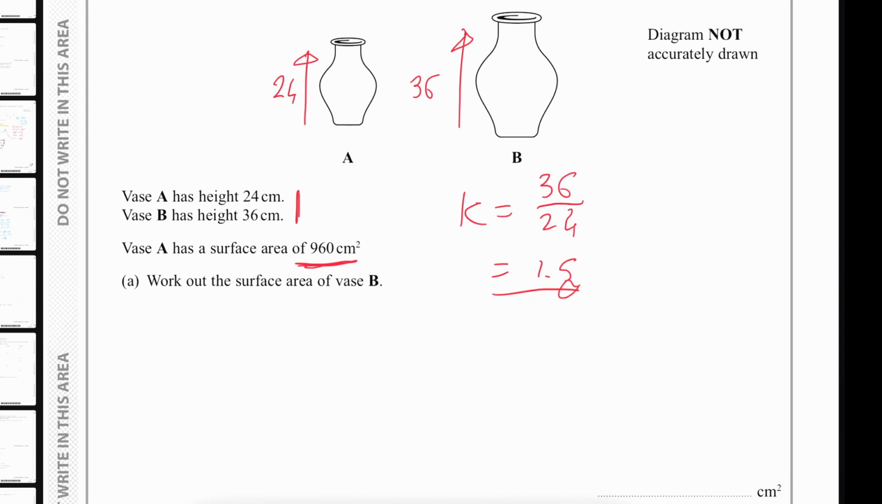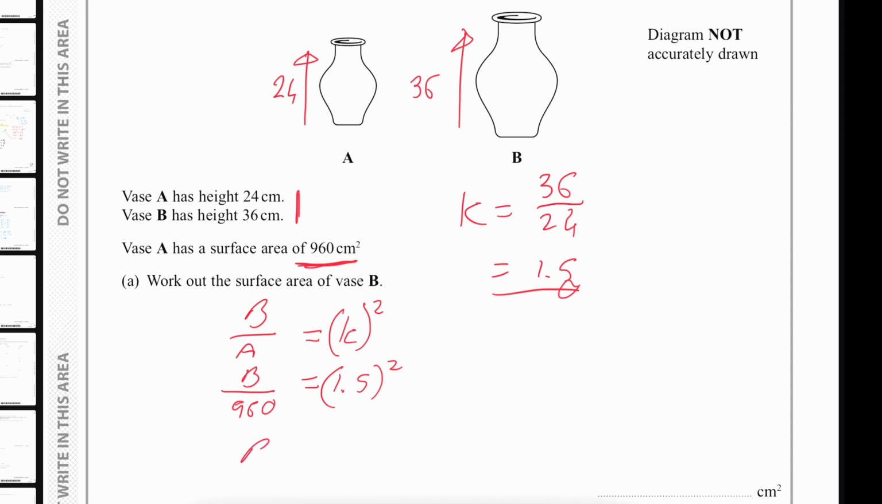So here we say vase A has a surface area of that. All right, so just remember in our original scale factor, we said B over A to get my scale factor. So we're going to do something similar. So that equals my K value. Now we just need to remember that we're going to be using not the linear, but the area scale factor. So we had 1.5 squared, and then we have, well, we've been given A, so we got 960 centimeters squared.